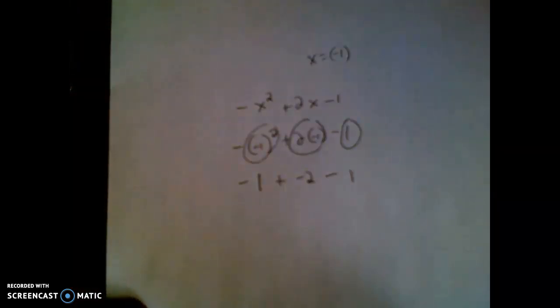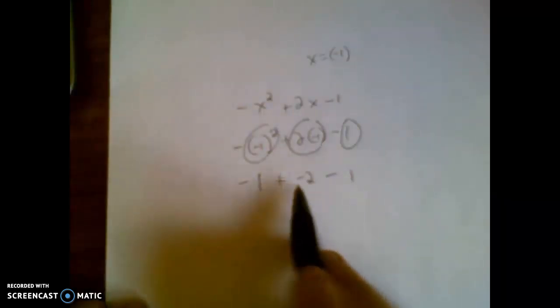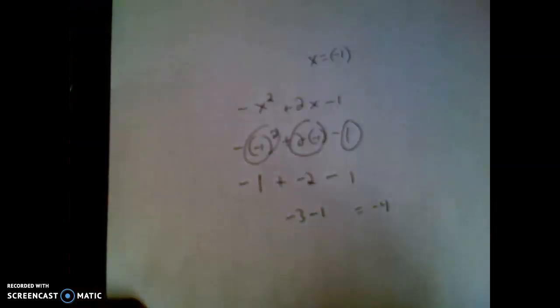And now we just add or subtract left to right. -1 plus -2 is -3. -1 would give us -4 for that answer.